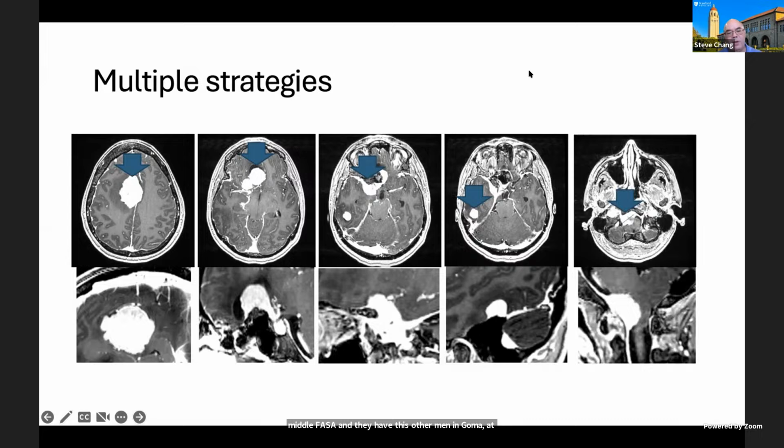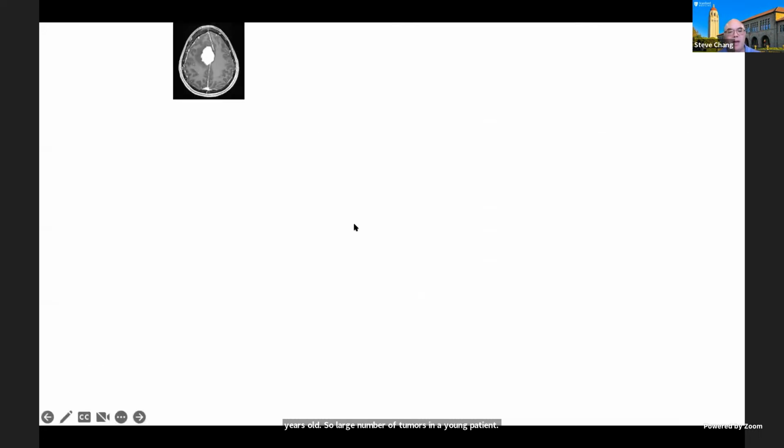So, you can see right here, there's like 5 or 6 different meningiomas in a younger patient that is going to need treatment. At the time she was treated, this patient was around 40 years old. So a large number of tumors in a young patient. So how did we manage this?